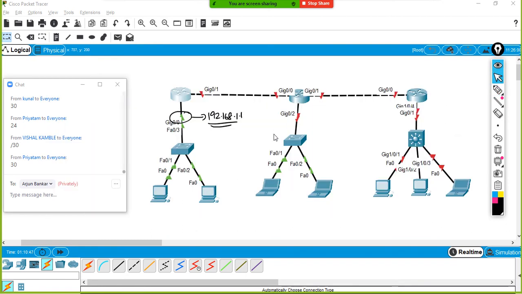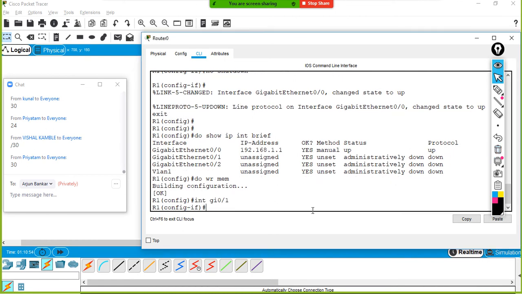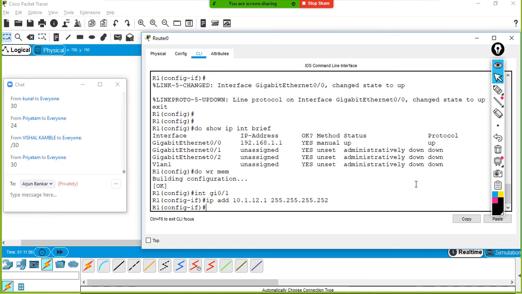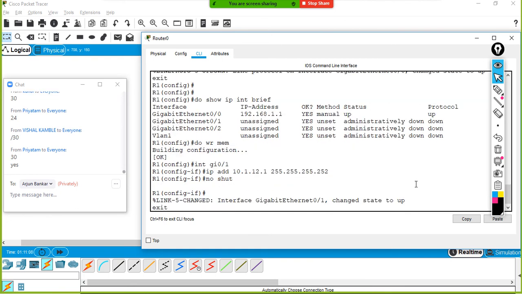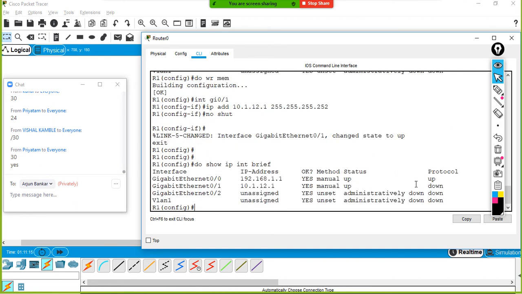So open the console. Then after that I need to specify interface gigabit Ethernet 0/1, IP address 10.1.12.1 255.255.255.252. That's what you are trying to say, right, Preetham? Say no shut. That's good. Then after that, verification: do show IP interface brief. There you go. Is it clear, guys? Everybody okay or not? Say yes or no. Then do, right.